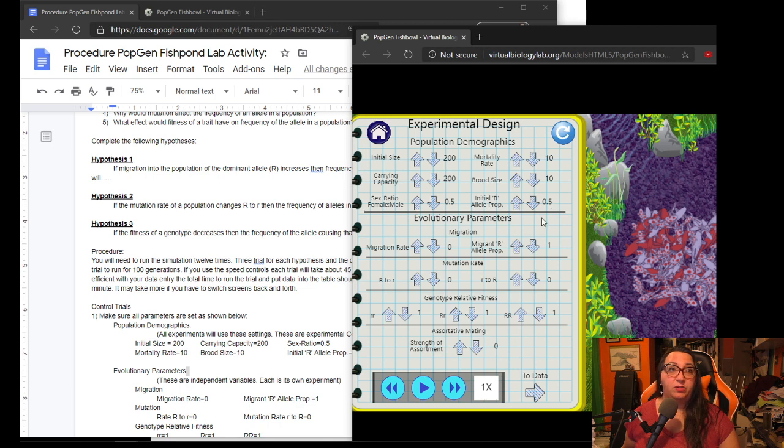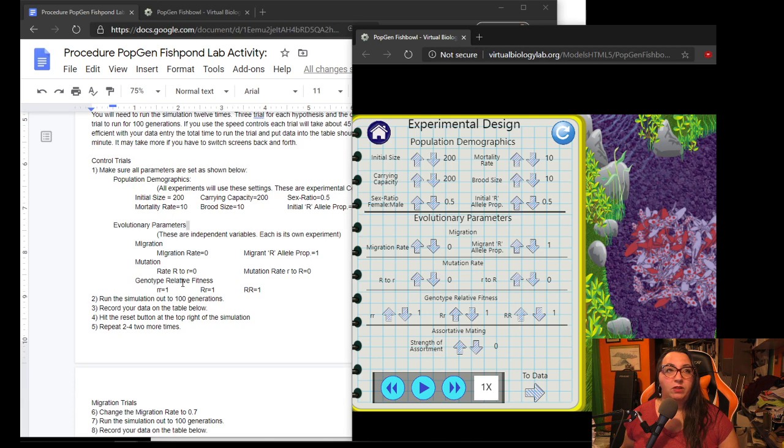Once again, that's 50%. Our evolutionary parameters, migration should be 0. Our dominant allele proportion should be 1. Remember, that proportion of 1 is equal to 100%. If we move our decimal over 2 places to the right, 1, 2, you can imagine the zeros there, we're adding 2 zeros to the right of the 1. That makes 100. Mutation rate should be 0, both big R to little r, and little r to big R. Both of those should be set to 0. Our genotype relative fitness is all 1s, meaning 100% of the individuals that have those genes should survive.